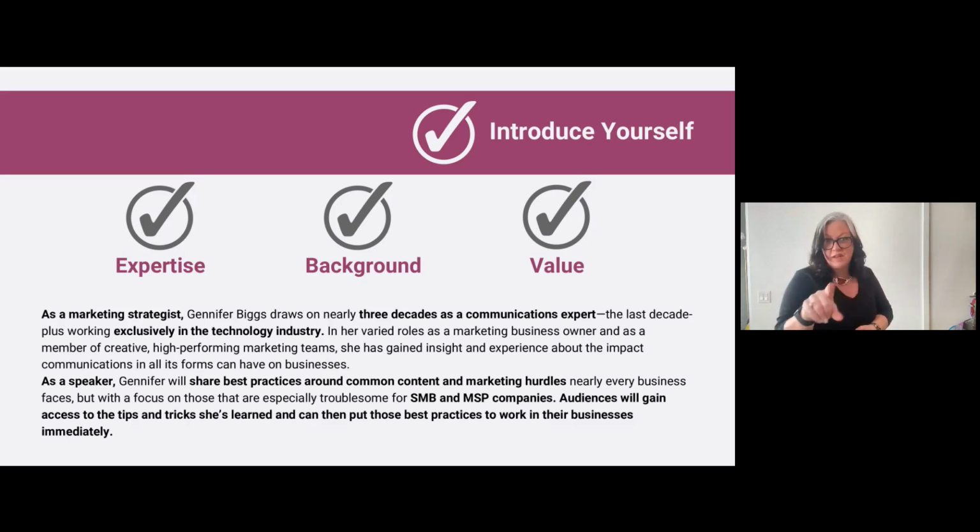So I kind of highlighted in mine. It's very short, like 100 words. It's the first two paragraphs. Marketing strategist, three decades as a comms expert, exclusively in tech, SMB and MSP. So those are the key things that say, hey, if you're running an event that deals with these things, I'm a good fit for you.